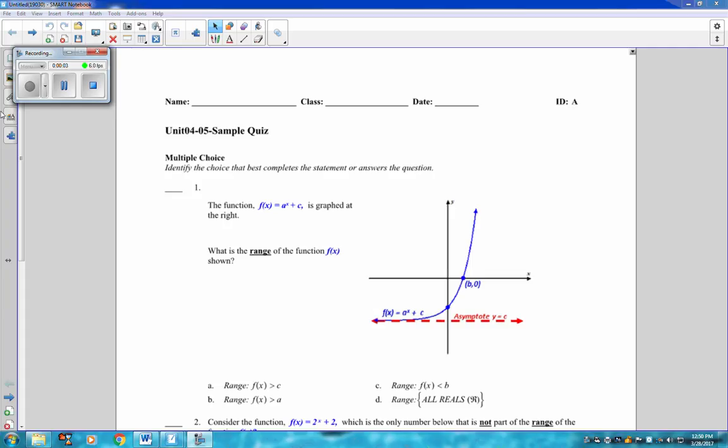This is sample quiz 5. The answer to number 1 is A.